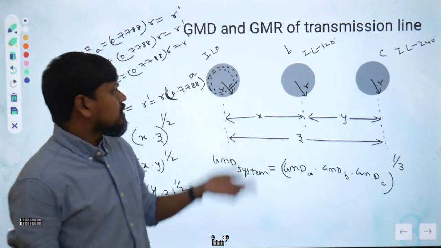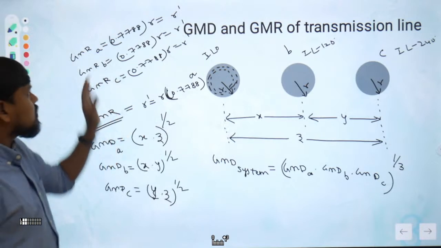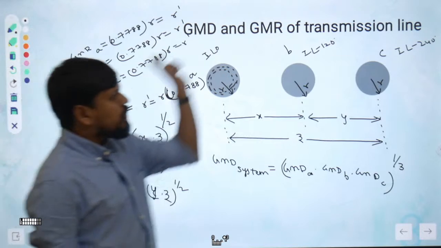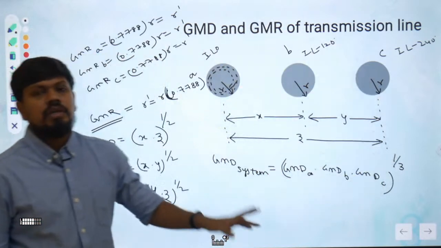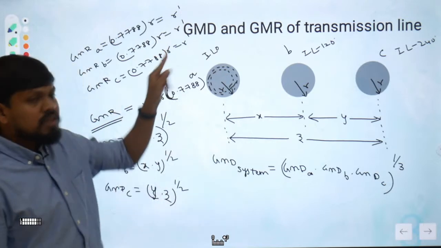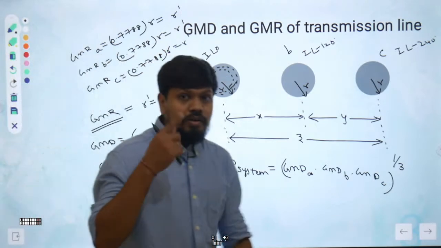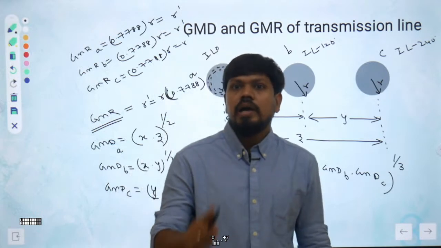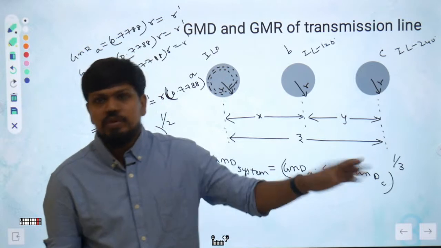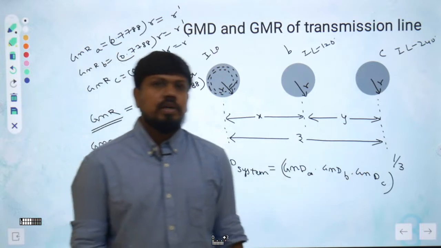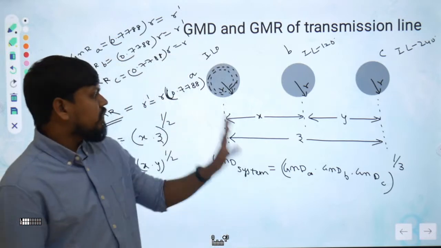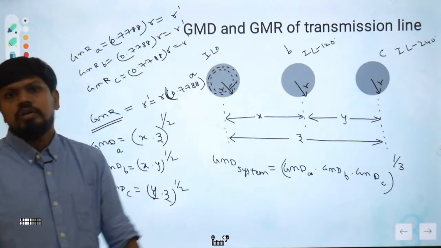But if you want to do separate analysis, we will calculate these separately. But if you want to represent the entire system, then you have to calculate the entire system GMR and entire system GMD. Because we want to represent it as a per phase model, as a single model, not A phase separately, not B phase separately, not C phase separately. We have to represent the normal per phase model.